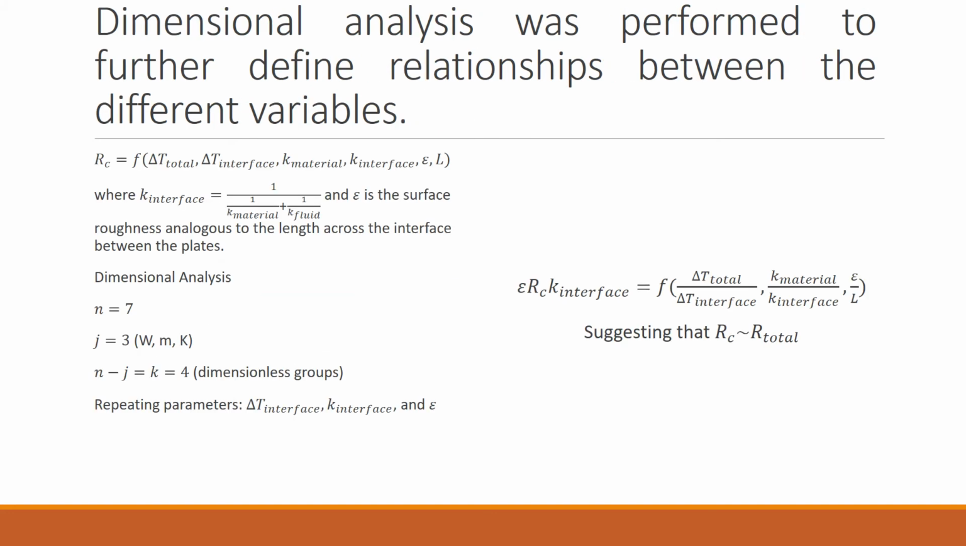Using the equations shown in previous slides, it was determined that the contact resistance is a function of 6 different variables: temperature difference from top to bottom of the system, temperature difference that happens from one side of the interface to the other, the conductivity of the material, the conductivity that is the result of the material and fluid in parallel, the surface roughness, and the length or thickness of the plates together.